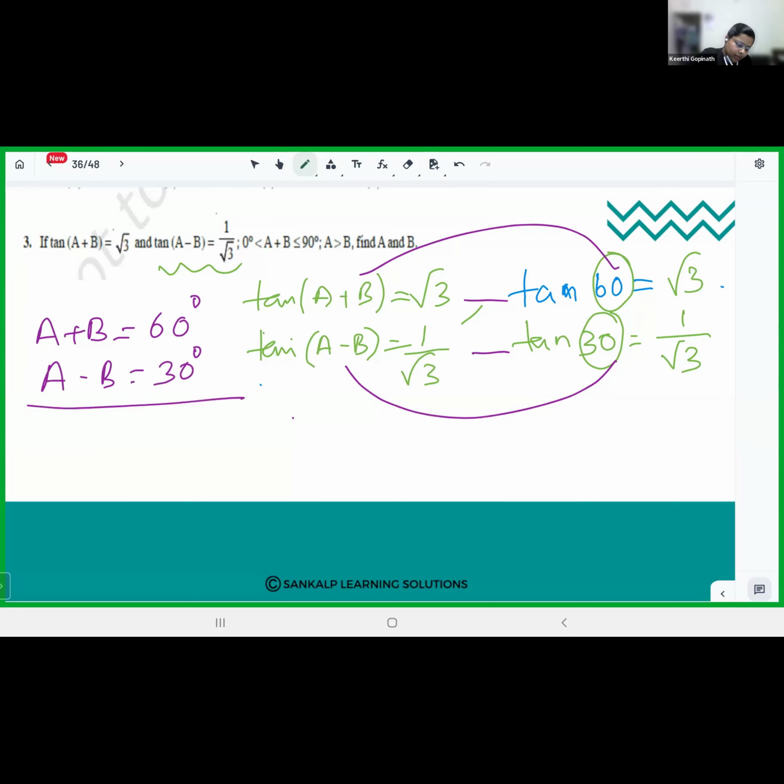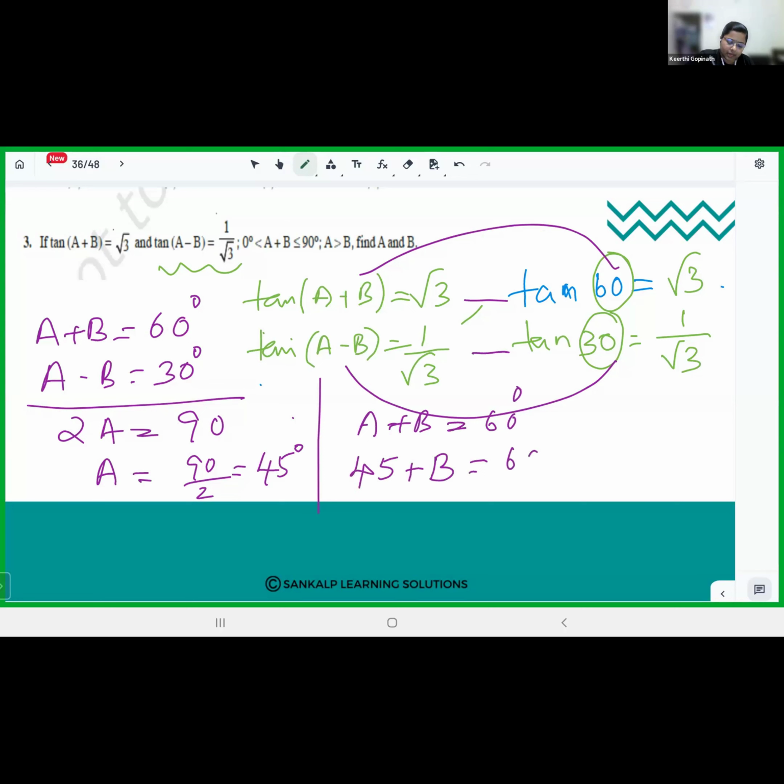So on adding, what you will get, 2A is equal to 90. 60 plus 30, 90. So A is equal to 90 by 2, that is equal to 45 degree. All right. A is equal to 45 degree. Now, since A plus B is equal to 60 degree and we obtained A as 45, 45 plus B is equal to 60. So, what is the value of B? That is 60 minus 45. It is 15 degree. So, angle A is equal to 45 degree and angle B is equal to 15 degree.